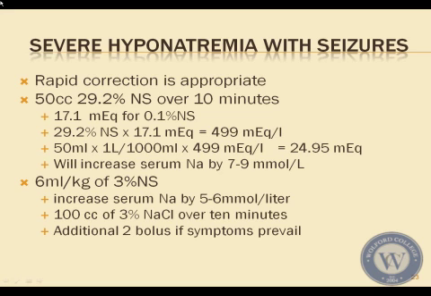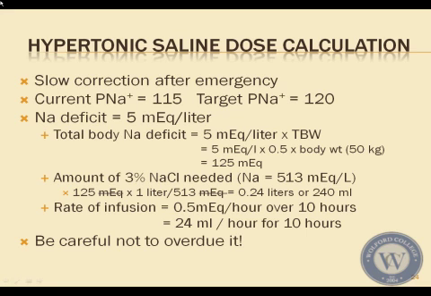millimoles per liter. The other way of treating this is by giving a person 6 milliliters per kilo of 3% normal saline. These are the initial studies we're using. It increases the sodium usually about 5 to 6 millimoles per liter, so it's a little bit slower, and it requires a little bit larger volume, usually 100 cc's of 3% normal saline over 10 minutes. And sometimes an additional 2 boluses, if symptoms continue, have been used to reverse the severe hyponatremia, which is able to cause the seizures.